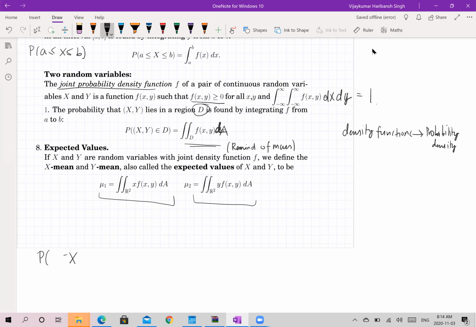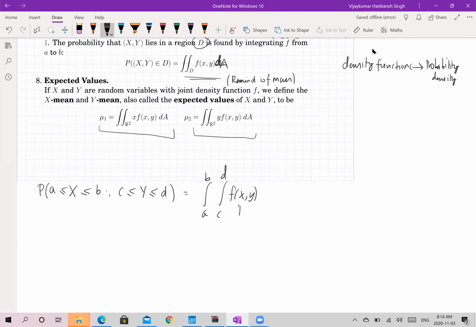Another interesting thing I would like to point out is that the probability that your random variable x lies between a and b, and your y lies between c and d, is the integral from a to b, integral from c to d, of f of xy. This is your joint density function, dy dx.